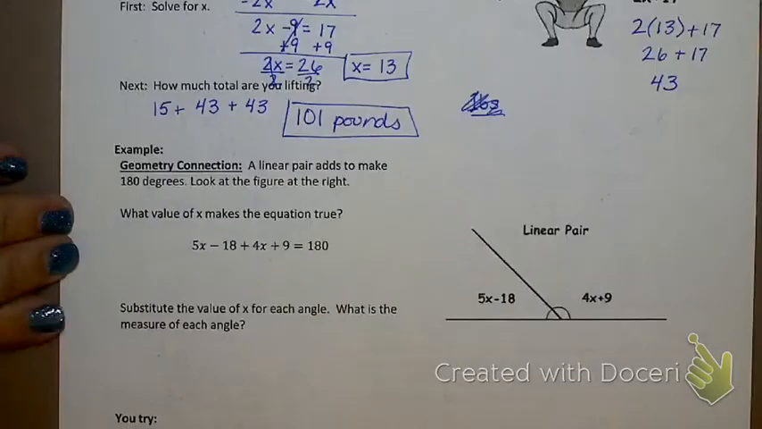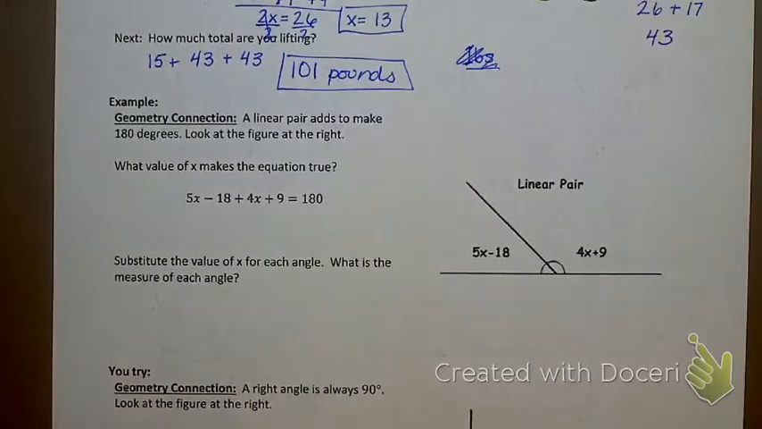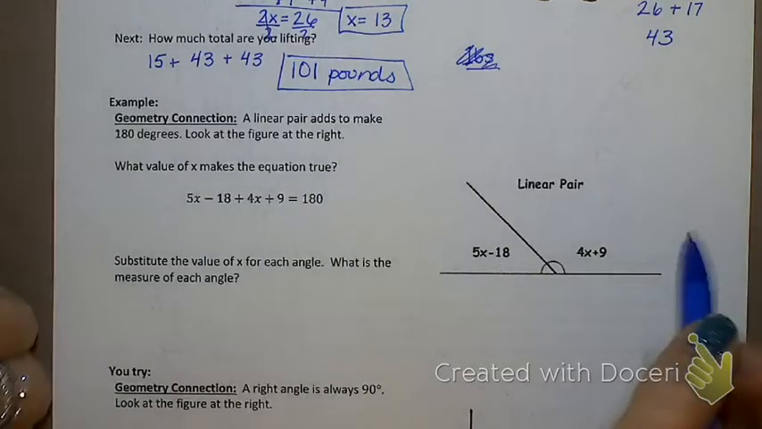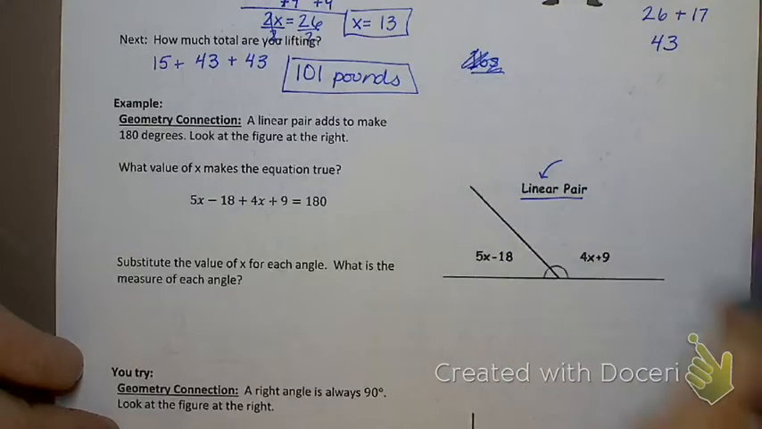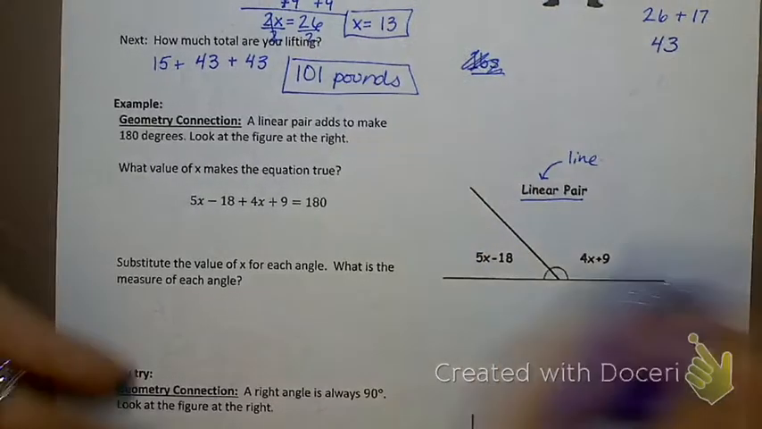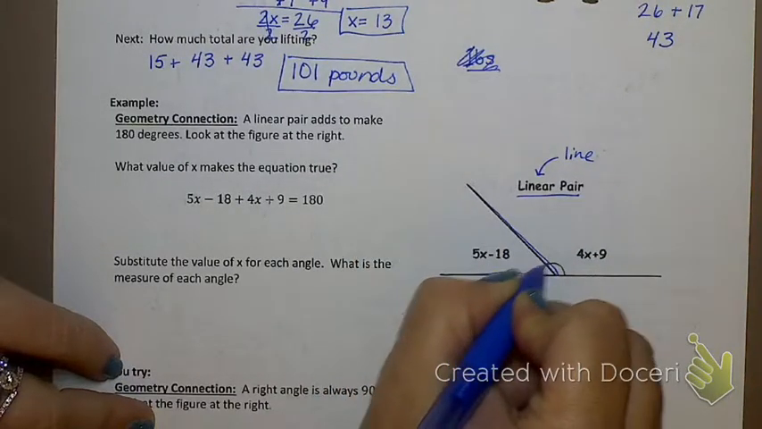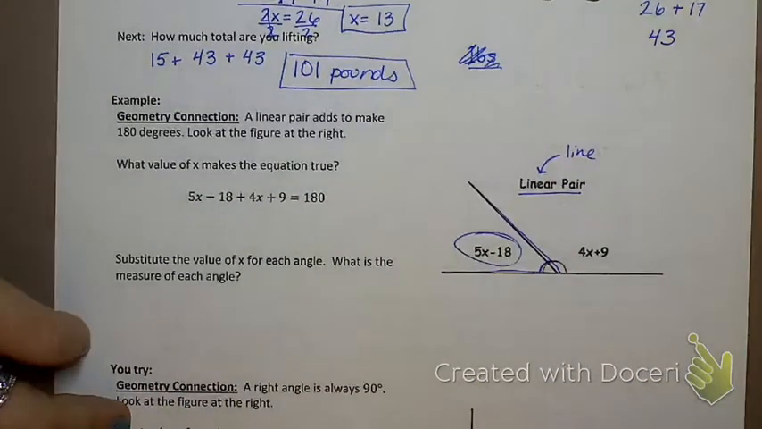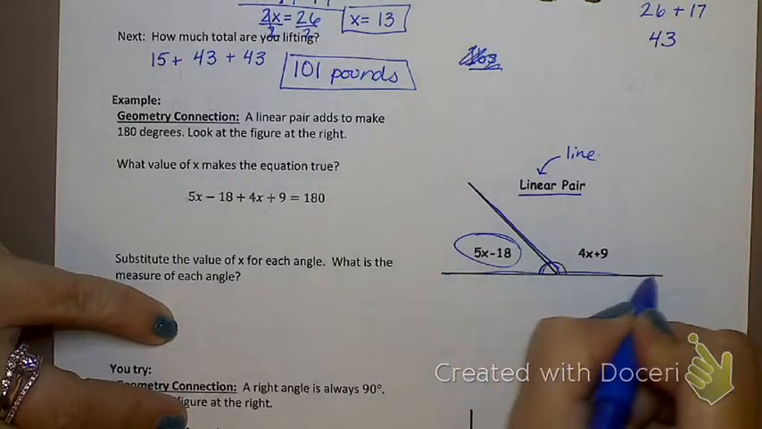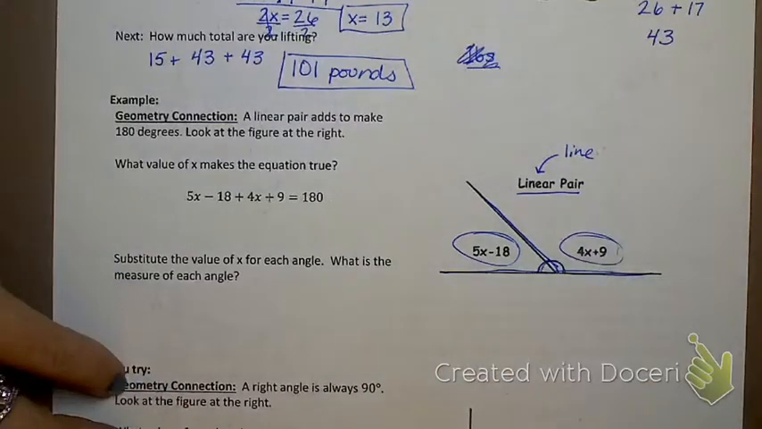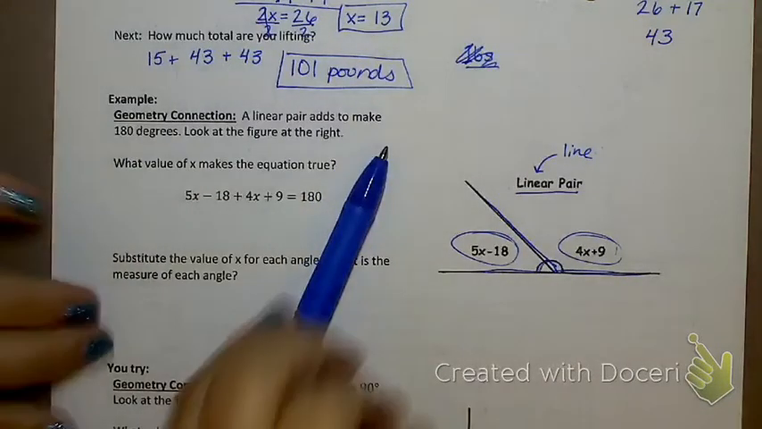Now we're going to get into some geometry examples. Woohoo! Okay, so we have something called a linear pair. You know what the word linear means? That means that here is one angle, right here. And this angle is being called 5x minus 18. And there's another angle here. And this one's being called 4x plus 9. And when you put them together, small angle and big angle, you have a straight line.